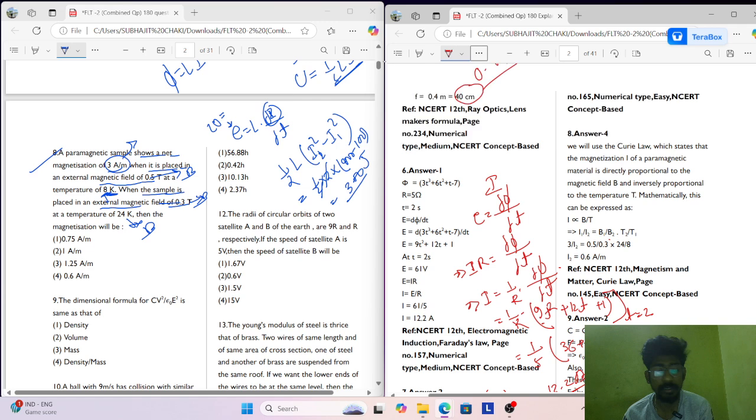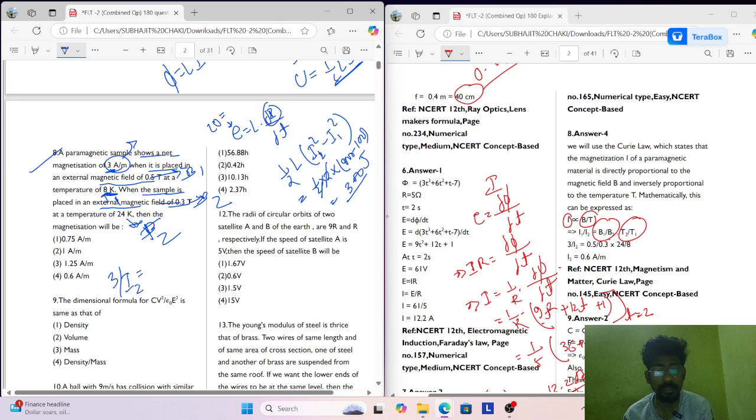We know this: I is proportional to B by T. So I1 by I2 will be equal to B1 by B2 into T2 by T1. In the first case, magnetization is given as 3, so 3 by I2 will be there. This is B1 and this is B2, this is T1 and this is T2. So 3 by I2 equals, just remember the formula.